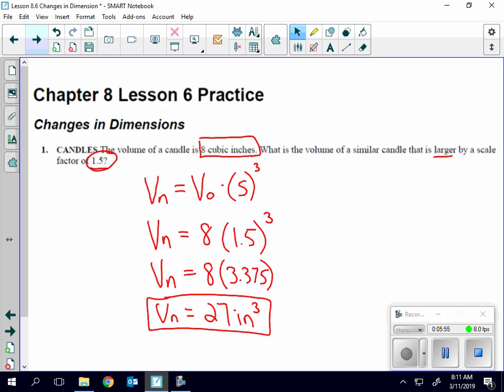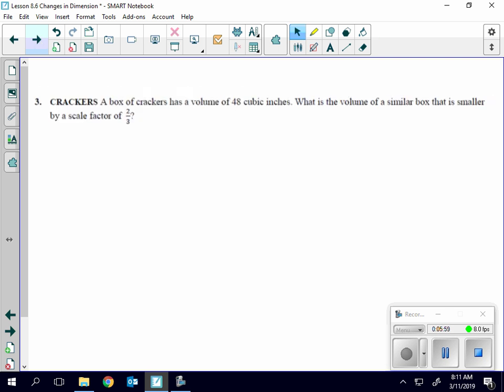All right. We're going to do number 3. So make sure you go to number 3. We have crackers. A box of crackers has a volume of 48 cubic inches. If I highlight or circle something, that's what you should be doing as well. So there's our 48 cubic inches, our original volume. What's the volume of a similar box that is smaller by a scale factor of 2/3? Notice 2/3 is less than 1, so we're getting smaller.